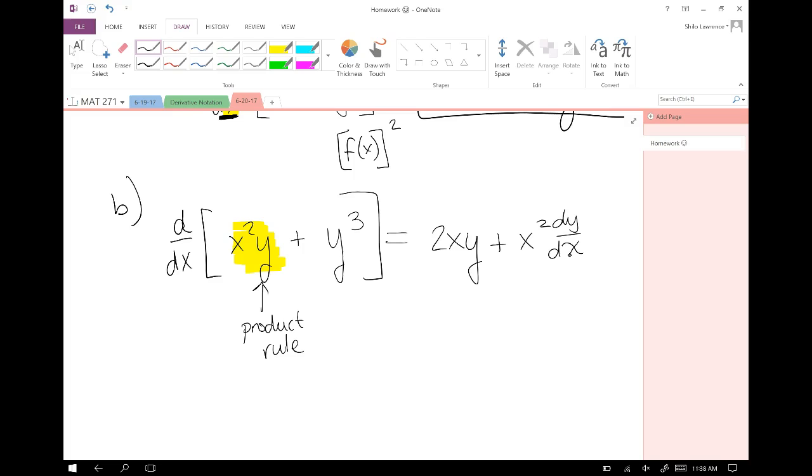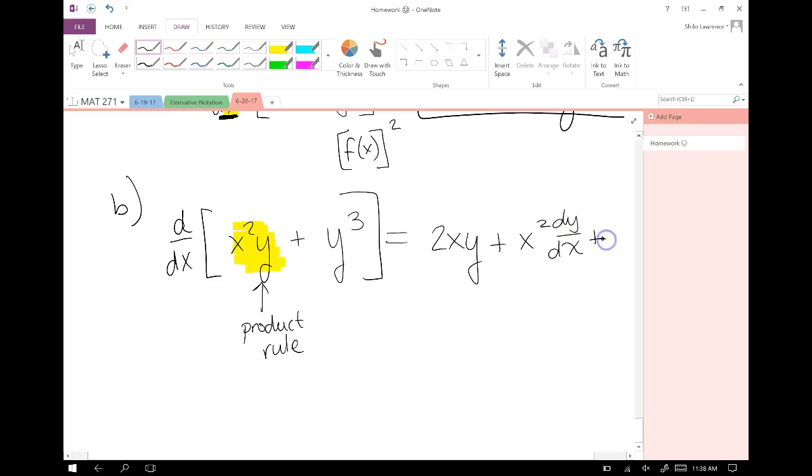That is just the derivative of the first term. Okay, I've got the derivative for x squared is 2x, matched up with the original of the second, plus original of the first, derivative of the second. That is product rule for my first term.